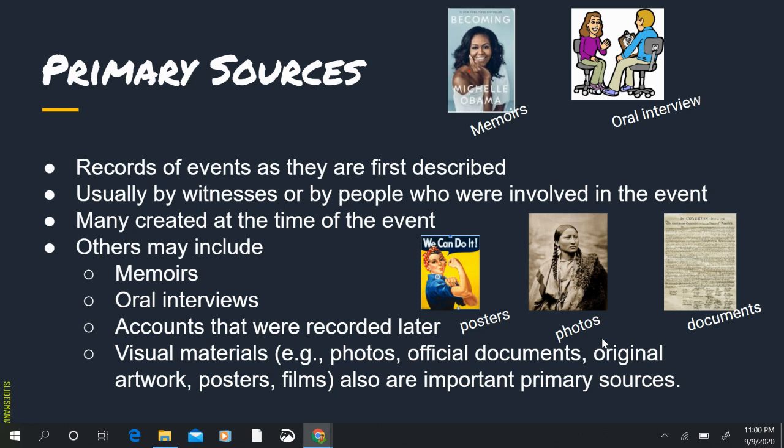But other times, it can be recorded years later by people who lived through it, but who didn't get a chance to write it down until they were older. So, for example, Michelle Obama's book, Becoming, is a memoir. She's talking about her life in the past, not as it's occurring, right? Oral interviews often occur long after the events actually took place.